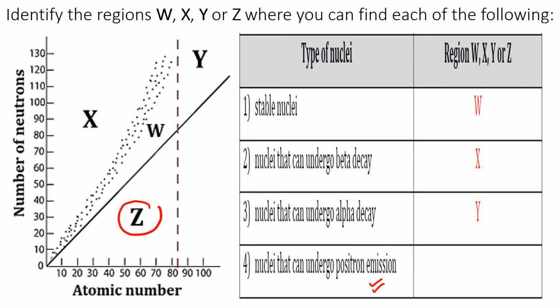And it is because their number of protons, which is related to the atomic number, is actually greater compared to the number of neutrons that they have in their nucleus. So therefore, they will undergo positron emission to decrease the number of protons and increase the number of neutrons. And in the process of doing so, a positron is being emitted. So again, the nuclei that can undergo positron emission can be found on region Z.